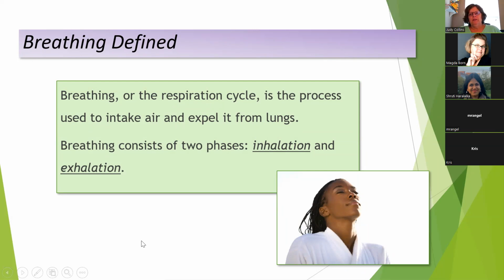So we're going to talk about breathing. How do we breathe best to really relax us, to really take good inhalation? This is just a simple definition of breathing. It's the respiration cycle, of course, of taking in air and expelling it from our lungs, along with the carbon dioxide. It consists of those two phases of inhalation and exhalation.